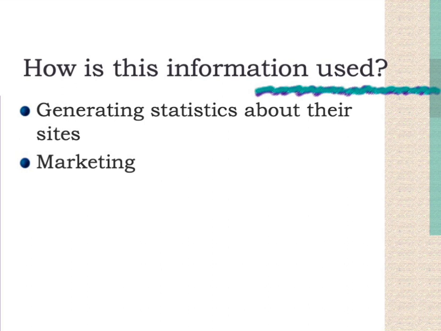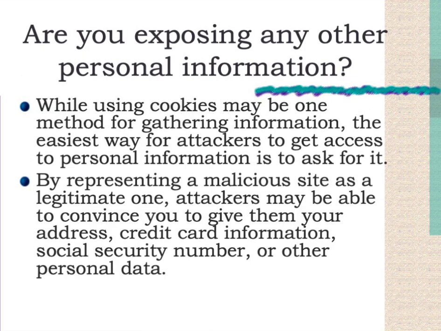The attackers may also alter the security settings on your computer so they can access and use your computer for other malicious activity. While using cookies may be one method for gathering information, the easiest way for attackers to get access to personal information is to ask for it. By representing a malicious site as a legitimate one, attackers may be able to convince you to give them your address, credit card information, social security number, or other personal data.